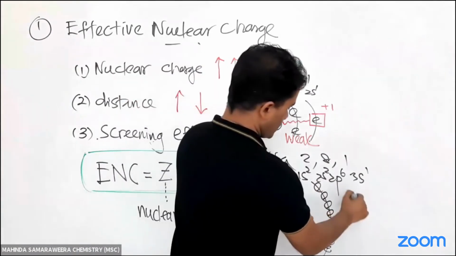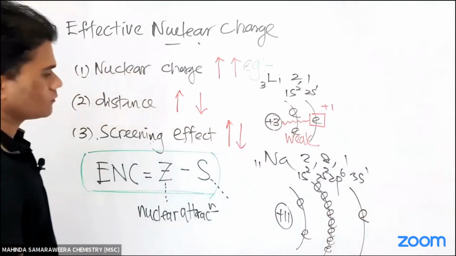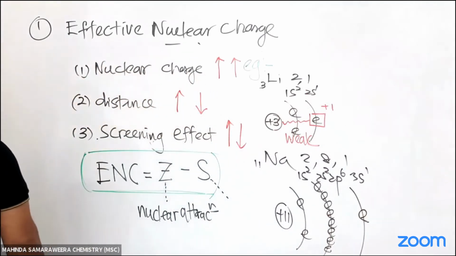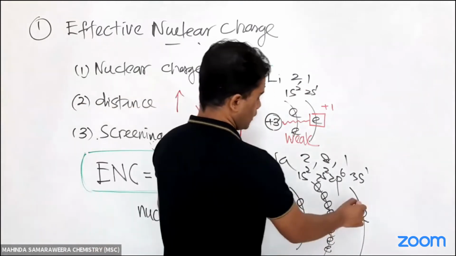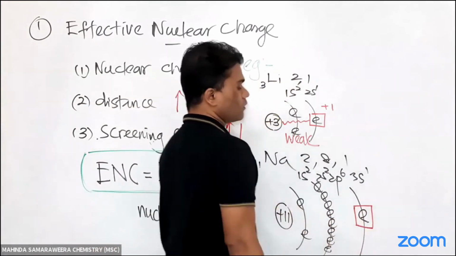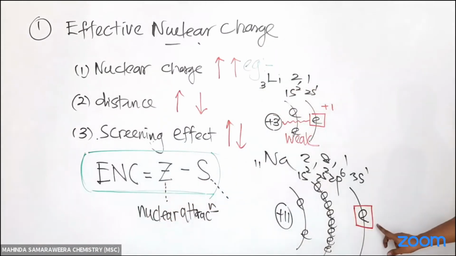Then we have the third energy level. In the third energy level, you have 1 electron. Then you are asked to find out the effective nuclear charge of this electron. Can you calculate and give me the value? Using this equation, you can calculate it. Can you give me the effective nuclear charge of this electron? Just calculate it quickly. Okay, I can see the answers.